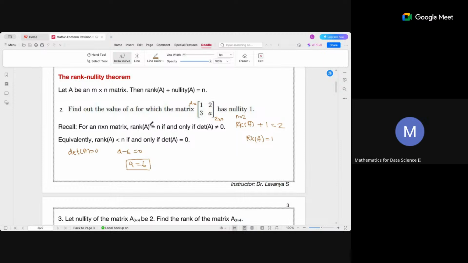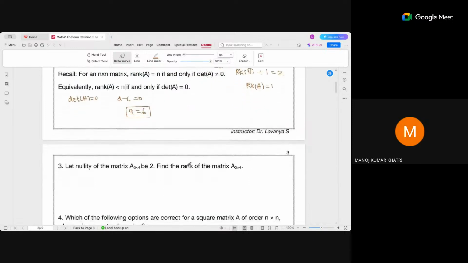See, what happens when rank of A is equal to n? We already know that when rank of A is equal to n, the determinant is non-zero. It means all the columns and rows are linearly independent. So we have a non-zero determinant. The other way around, the equivalent statement is, if the determinant is 0, what does that mean? Rank should be strictly less than n, right? This is just an equivalent statement. Fine, ma'am.